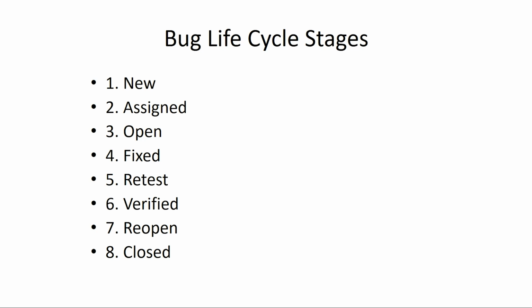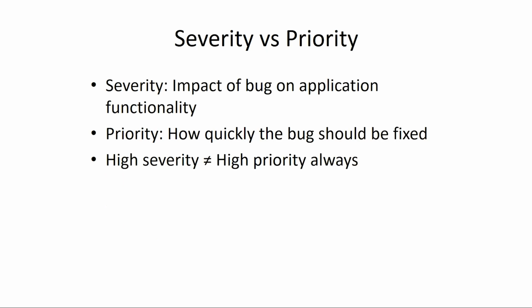This is the cycle of bugs. First, when you find any issue in the application, you need to mark it as new, then you assign this bug to the developer and the developer will open this bug, fix it and mark it as fixed. After fixing this bug, you need to retest and verify whether this bug is resolved or not. If this bug is fixed, you need to close this bug.